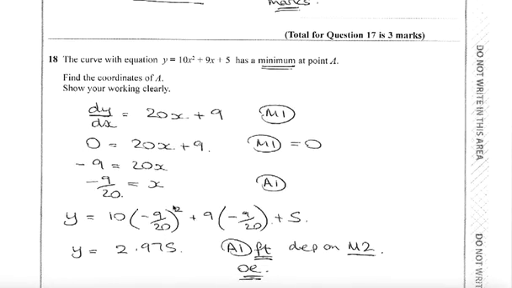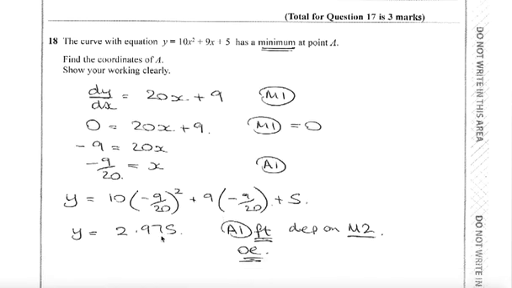Question 18. As soon as we see the word minimum, we should be thinking dy/dx equals 0. So I've got to find dy/dx in this question. dy/dx is 20x plus 9. Put it equal to 0 and solve for x, and we want a coordinate, so substitute back into y to get 2.975.